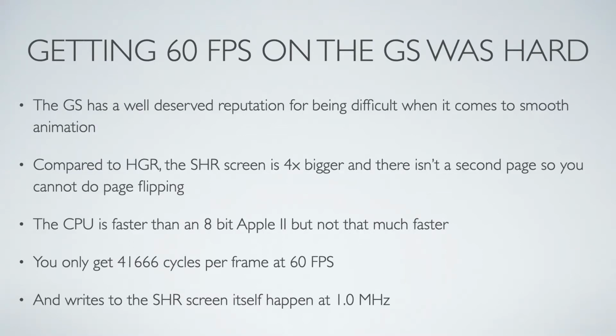The CPU is faster than an 8-bit Apple II and 16 bits wide, which is really nice, but it's not that much faster given the extra size of video memory. It's just hard to push that many bytes when you've only got 41,666 cycles per frame if you're doing 60 frames per second. Worse, the super high-res screen is in the slow RAM on the GS, so there's a performance penalty for each write to video memory. So it makes it pretty tough.